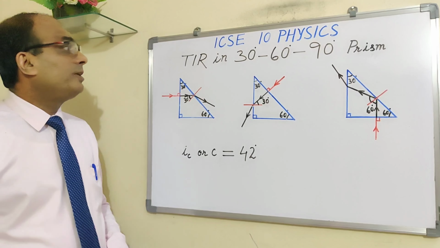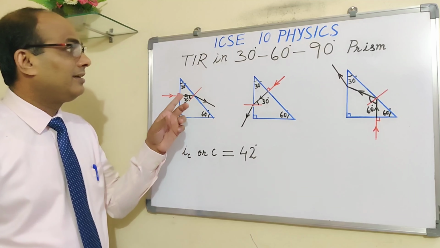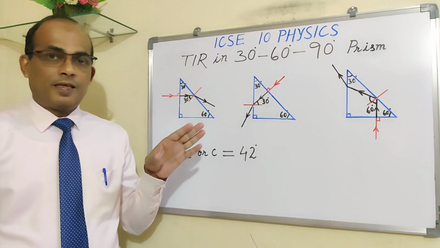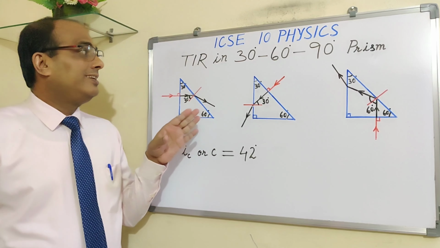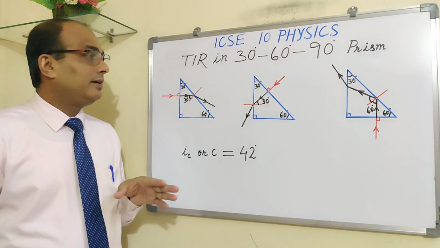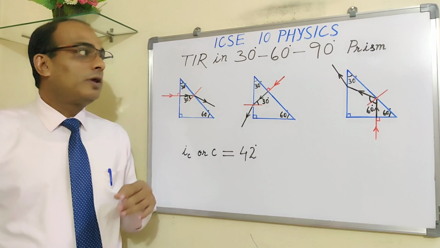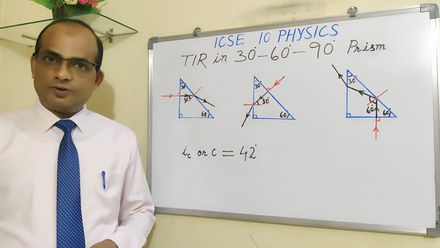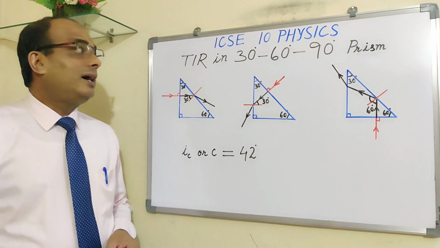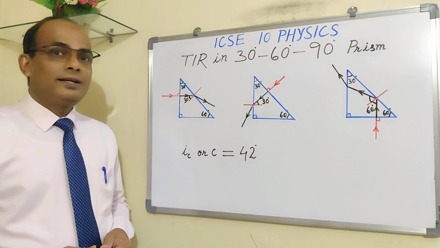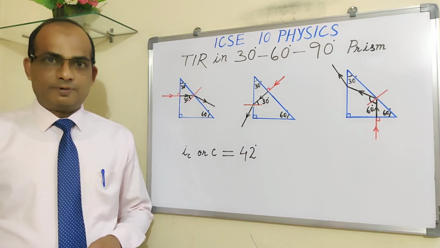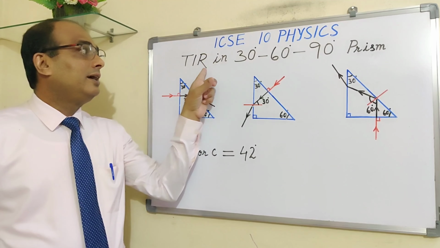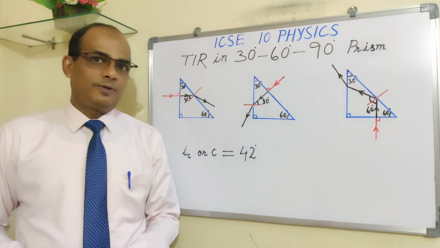Okay, today's topic is a continuation. We already started TIR in a triangular glass prism, with different cases. The first case, which we have already done, was TIR in an equilateral glass prism. Today we are doing TIR in a 30, 60, 90 degree prism.